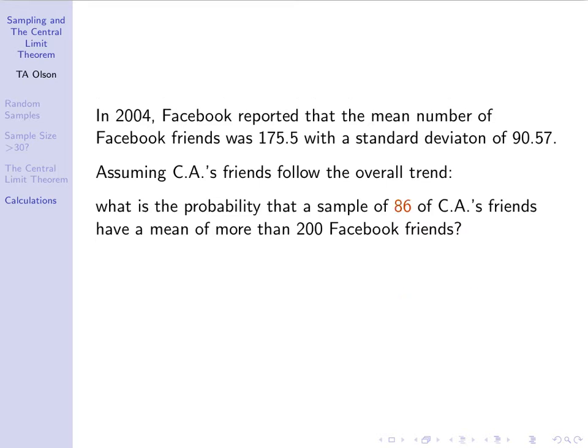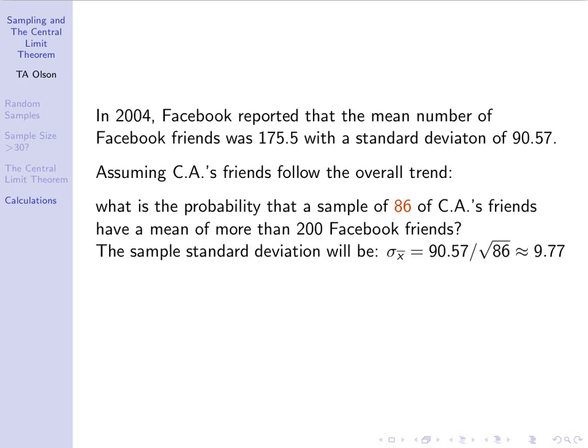So let's do another quick one. Let's change the number of Facebook friends we have and see what changes. So what's the probability that a sample of 86 of Chifaru's Facebook friends have a mean of more than 200 Facebook friends? All right. Well, the thing that changes is the sample standard deviation.